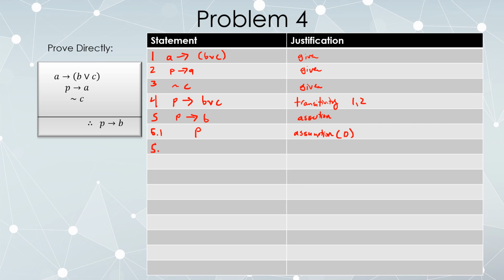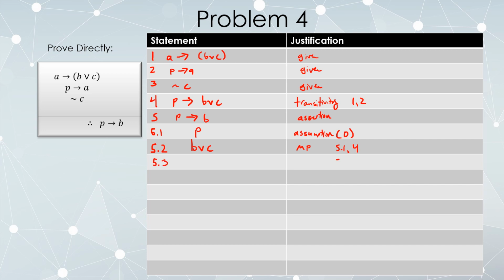So our new information is P. The only thing I can't refer to is line 5, but I can refer to line 4. So if I use modus ponens on line 5.1 and 4, P gets fed into P implies B or C, and we get out B or C. Now our new information is B or C.